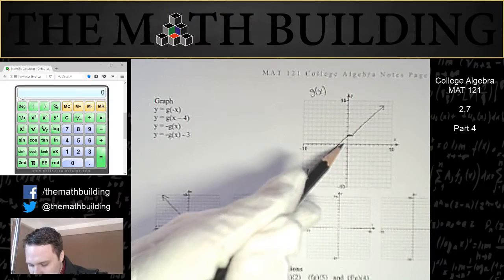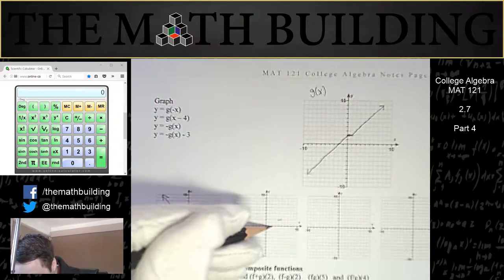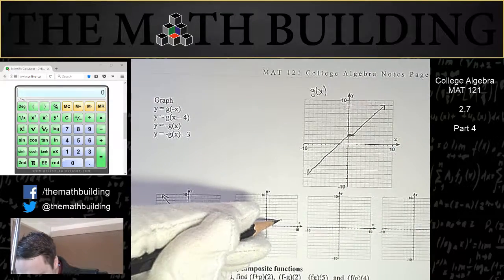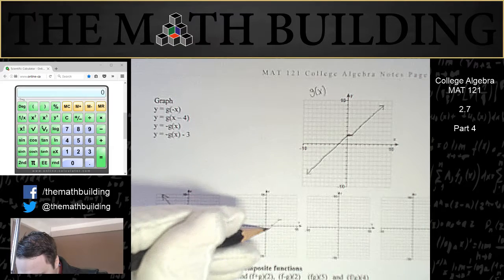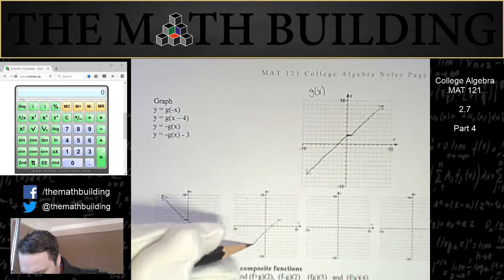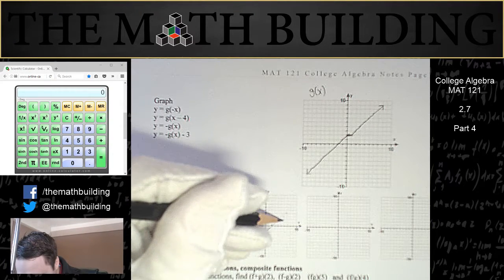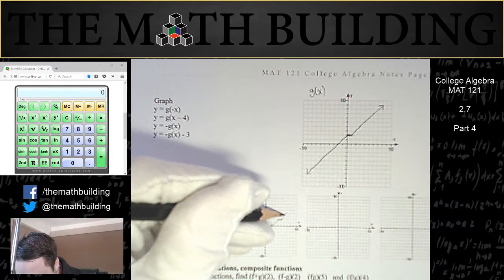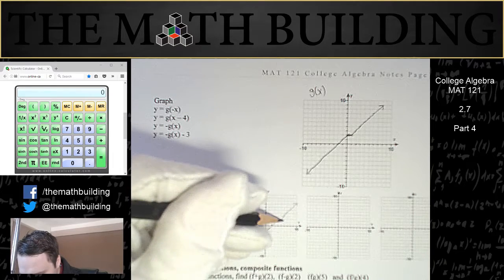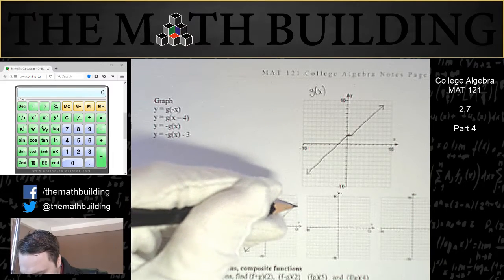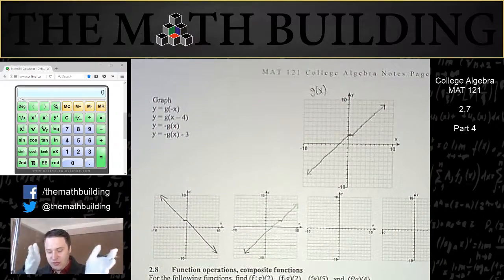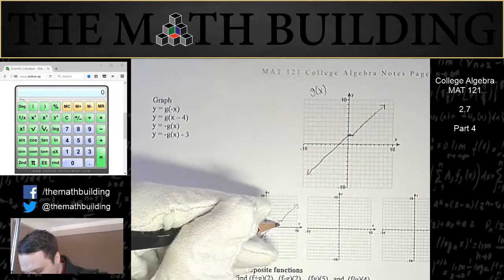This point would move over 1, 2, 3, 4. So we'd have a point right here. Notice the slope is up 1 over 1, just like before. And this should be up 1 over 1, just like before. So the entire thing just got shifted 4 spaces to the right. That's all that happened there.